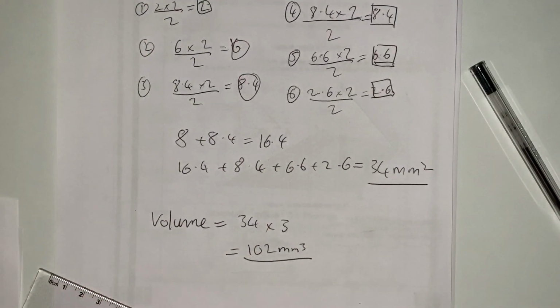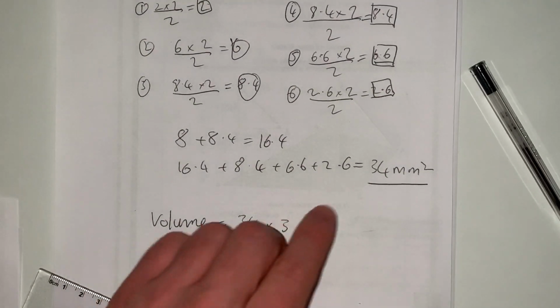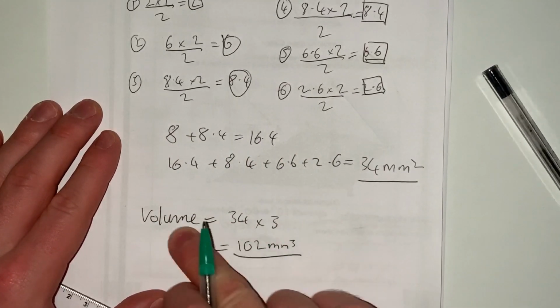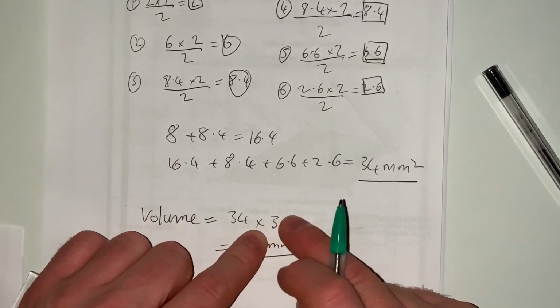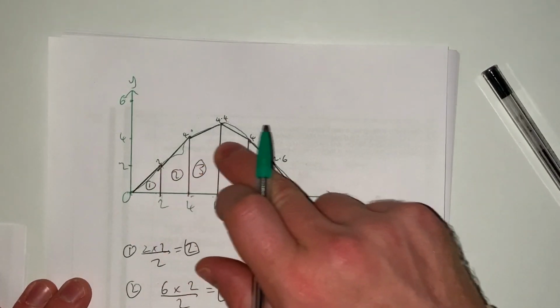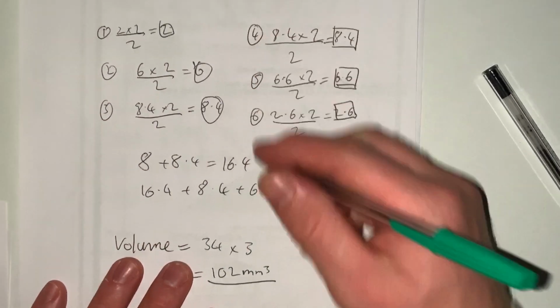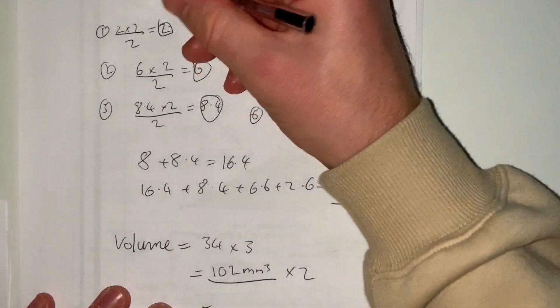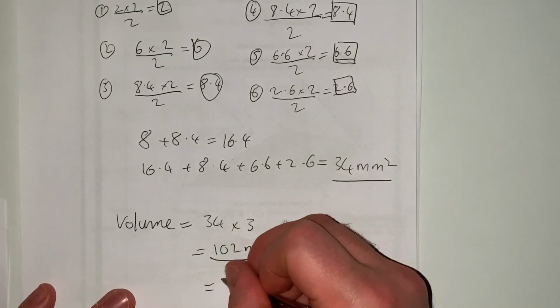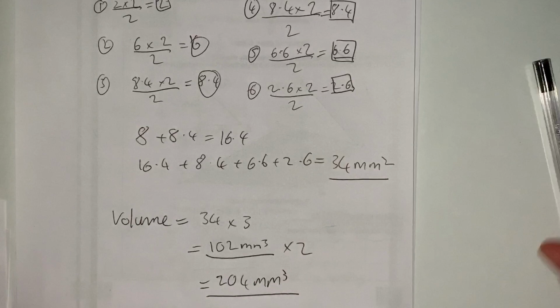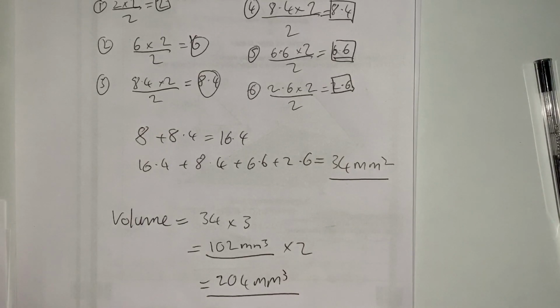Okay, but this here is only giving me the area, so I need to find the volume. So I need to times the area by the depth of 3, so that gives me 102. But if you look at the graph, that is only half of the pendant, and I need to then double this answer for the other half. So it's going to give me the answer of 204 millimeters cubed. Okay, quite a difficult question to get the full marks on there.